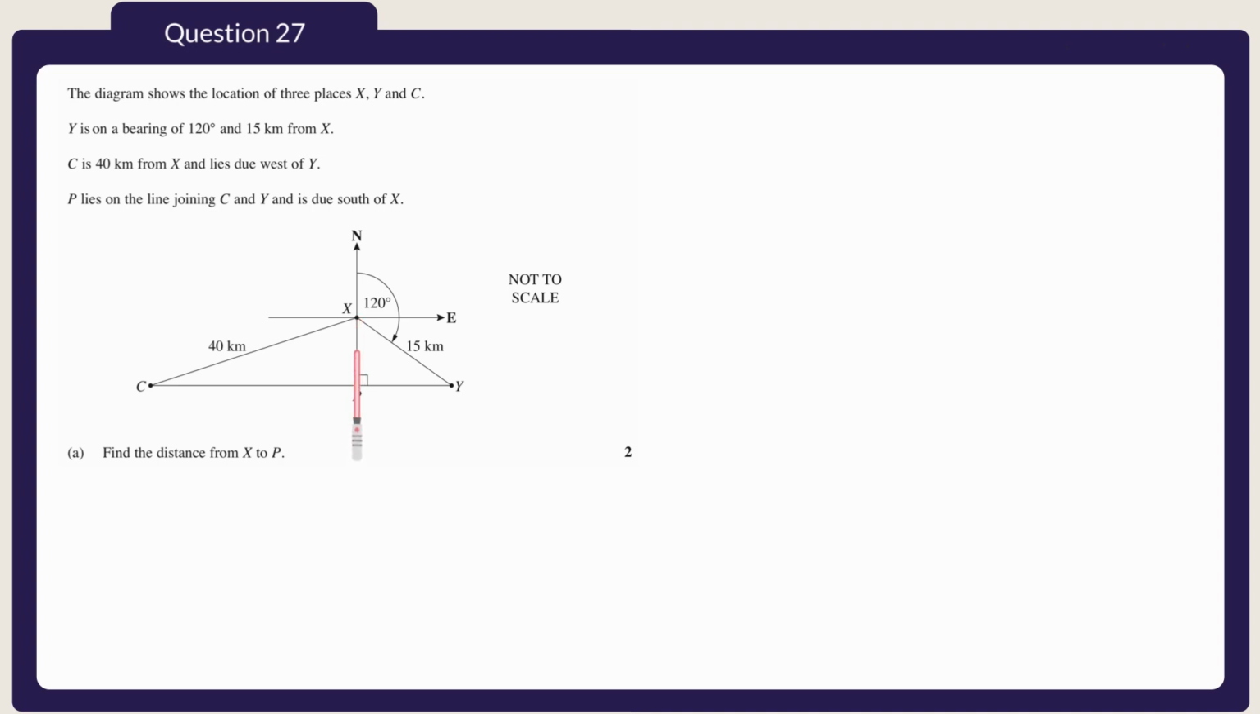So we need to find this distance here, X to P. We know that this is 120 degrees all the way down from X to Y. So I can work out what this is here because P is due south. That means it would add to 180 to go to P. So 180 minus 120, it's going to be 60 degrees in here. I'm going to label that XP and that's what we're trying to find.